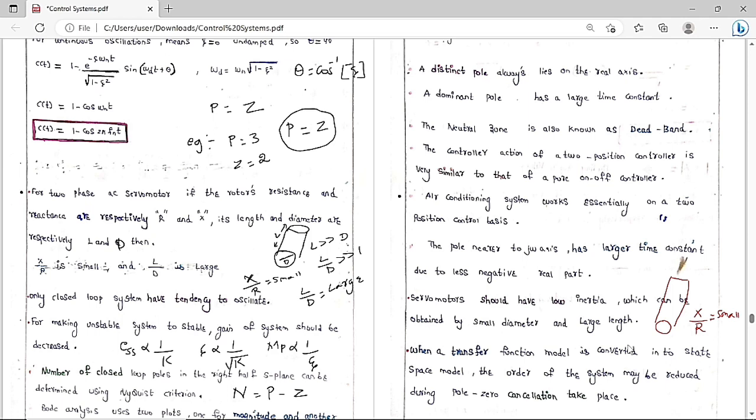Yes, the resistance is very low when compared to the reactance. So we can say the servo motor should have low inertia. It indicates that it should have a smaller diameter with a large length. Therefore, the X/R ratio is very small.